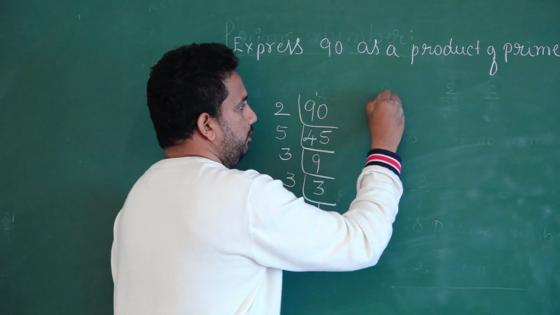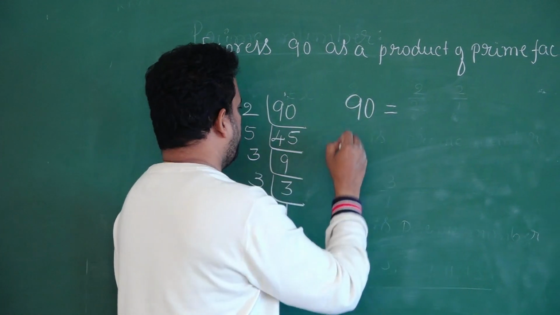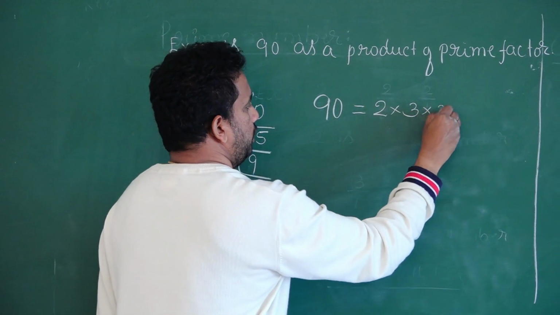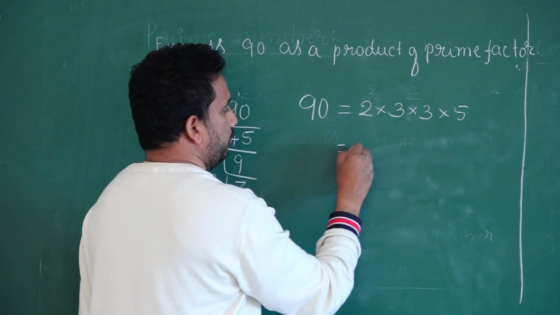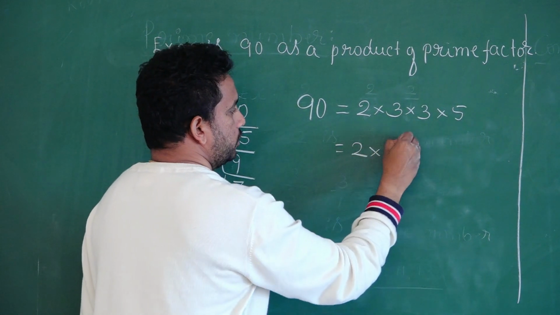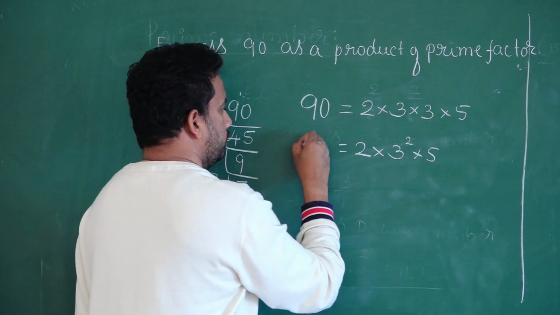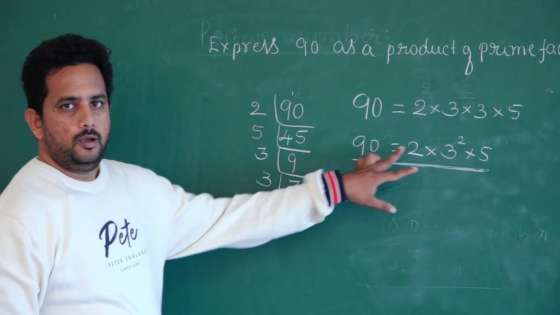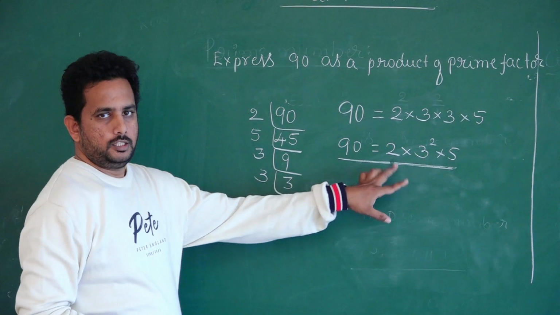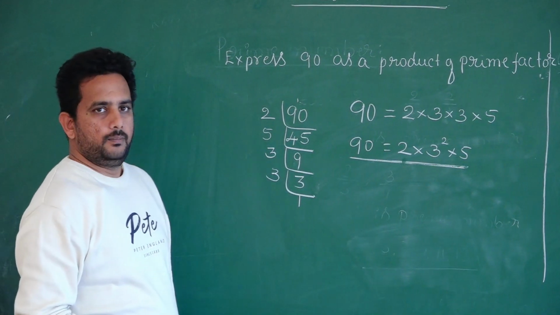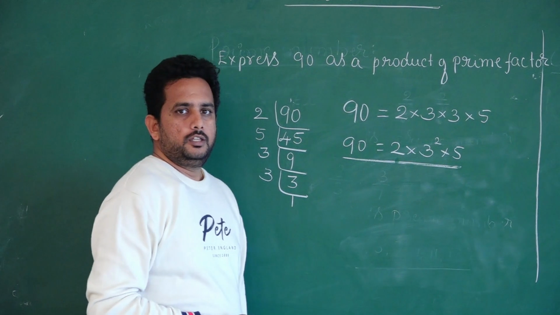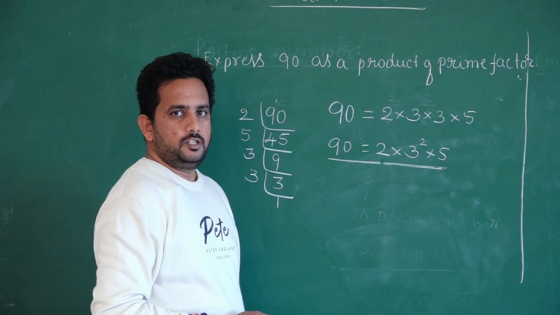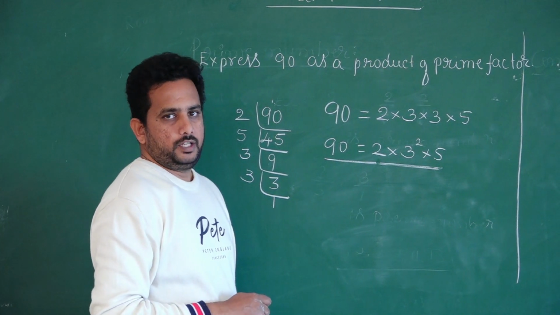So 90 we can express as a product of prime numbers, that is 2 into 3 into 3 into 5. So this one, 2 into 3 square into 5. This is the expression for 90 as a product of prime numbers. Like this we can express several numbers, every composite number, in the form of prime factorization.